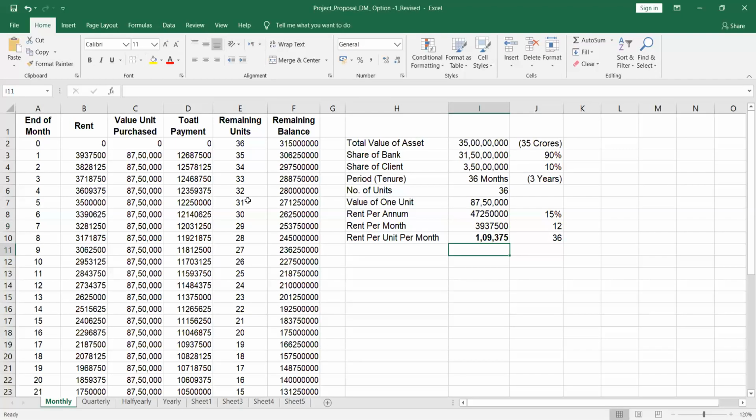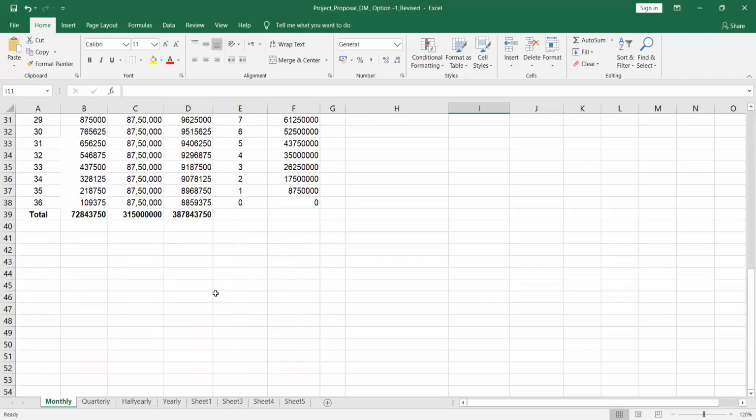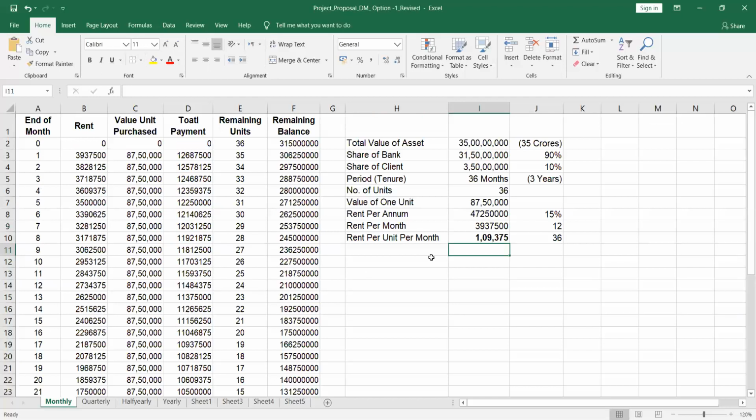Now let us see the whole calculation. It is very easy. Once you know the formula, just put the formula in the Excel sheet and everything will be automatically calculated. At 0 month, nothing has to be paid as rent and nothing has to be purchased. So the remaining units are 36, and this is the bank share, 31 crore 50 lakh.